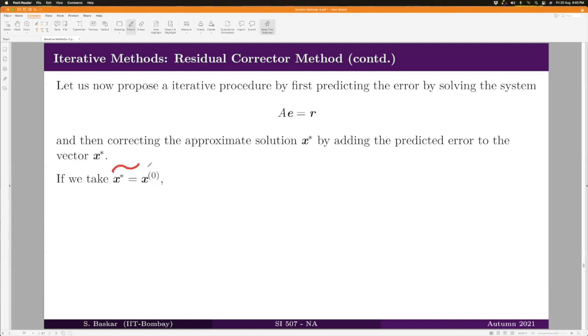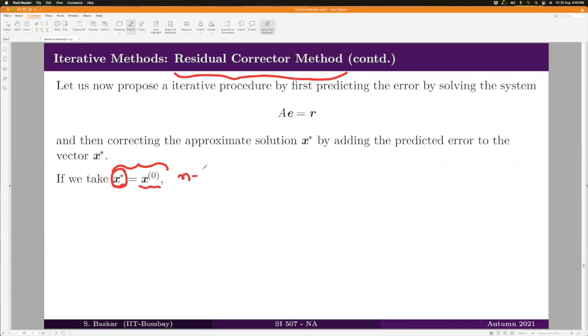Take your x star as x naught. How are you obtaining it? Well, you obtain x star using any method that you prefer. It can be Gaussian elimination method with or without pivoting. It can be some LU decomposition method, or it can even be Jacobi or Gauss-Seidel or any other iterative method for some n number of iterations. Whatever the procedure may be, finally you got an x star. Now the residual correction method can be used to further improve the accuracy of x star. That is the purpose. In that, first you take x star as your initial guess.